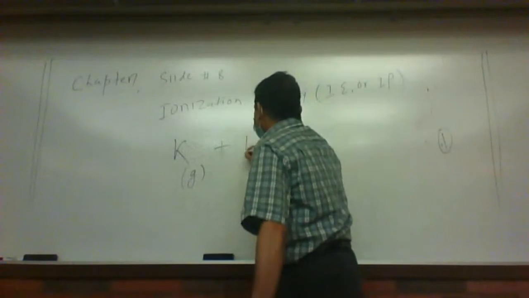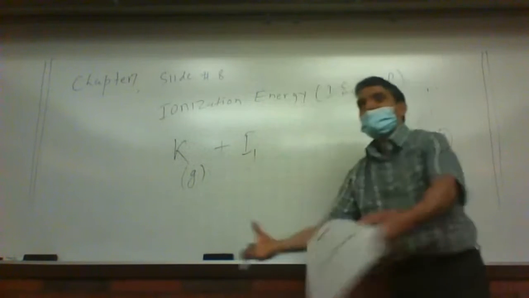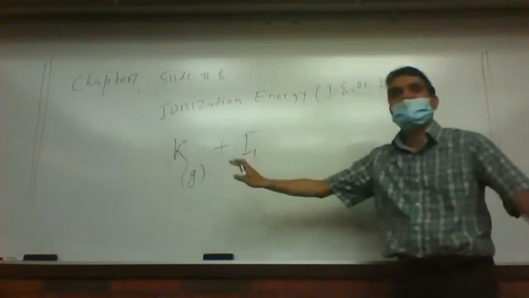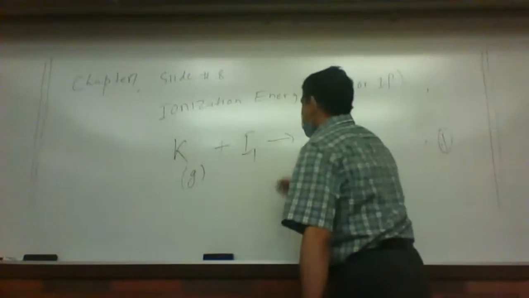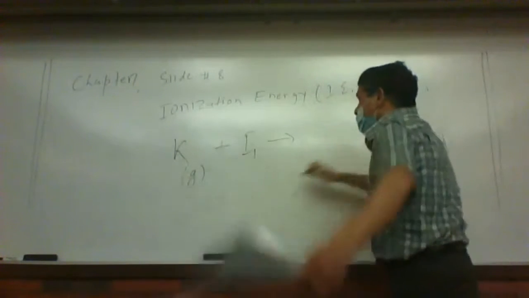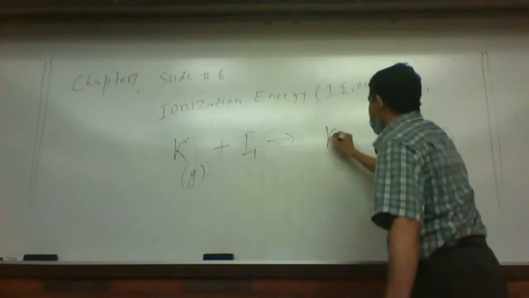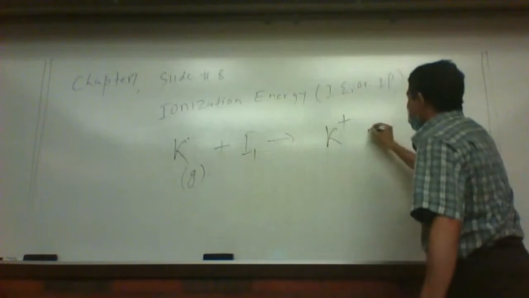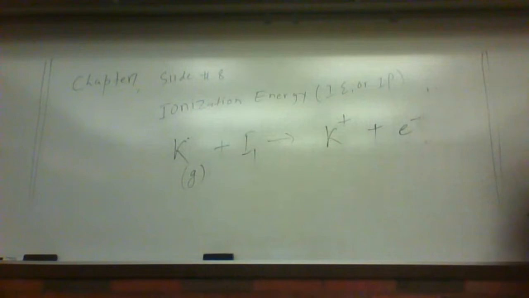Now I want to give some energy to this potassium atom. Let's say this is IE. This IE means not iodine, it's an amount of energy. I give some amount of energy, and it knocks out that one electron from the outermost orbit to give K plus, and the electron is completely gone from the atom. Make sense? So this is called the ionization potential.